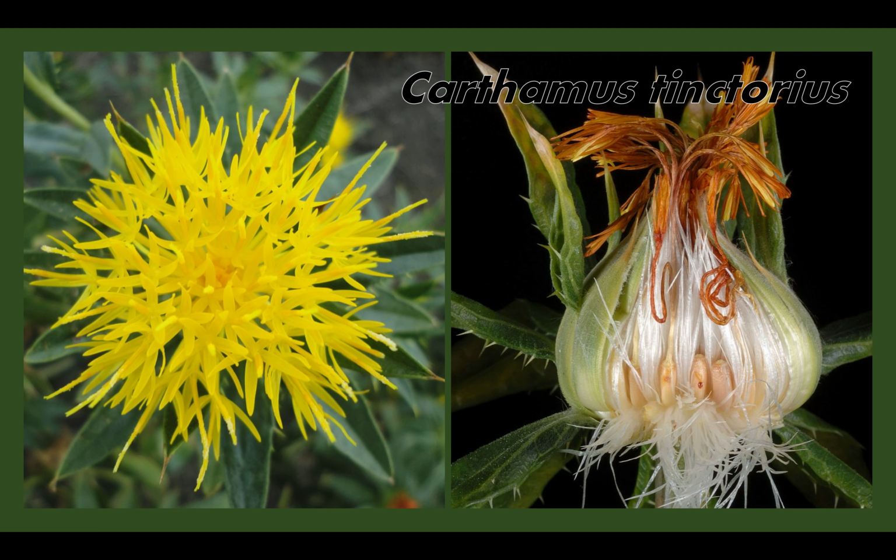The Carthamus tinctorius is an Asteraceae species that's primarily used for oil. This plant has disc flowers and jagged green leaves. The seeds of this plant, shown in the picture to the right, are crushed and oil is extracted. This plant is multi-flowered and self-pollinating.